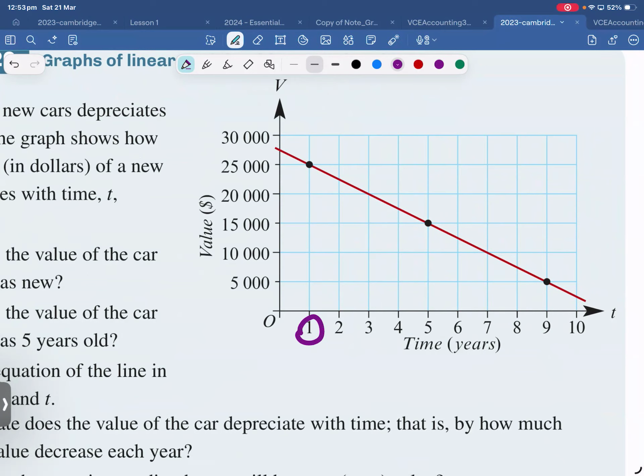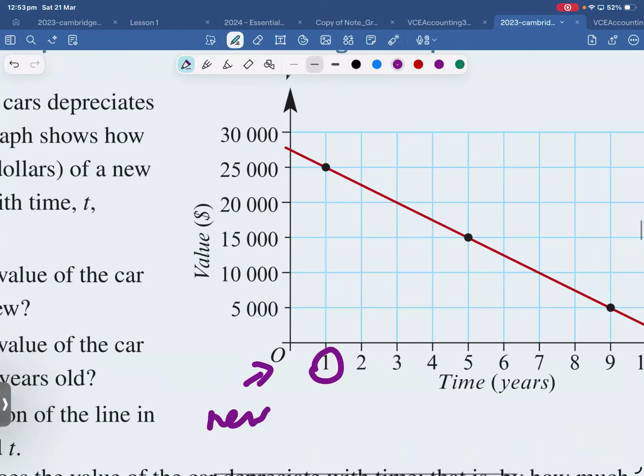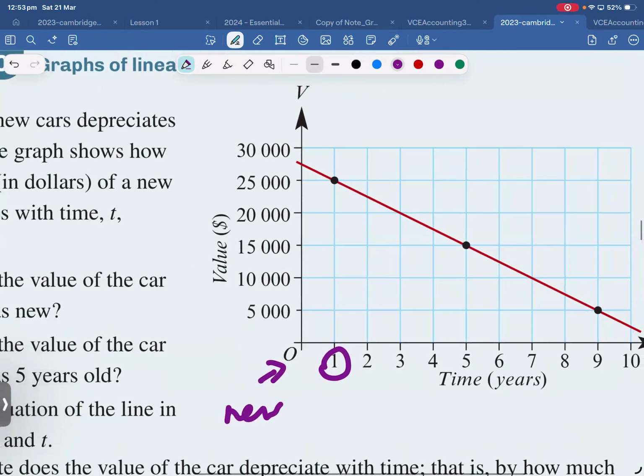So when it is new means the time is 0. Makes sense? So when the time is 0, it's new. You have just purchased it. Time is 0, so 1 means after 1 year. If you purchase a car today, time is 0. So maybe next year, this time, it will be 1 year. Okay, so then this is how much? I think 27,500.